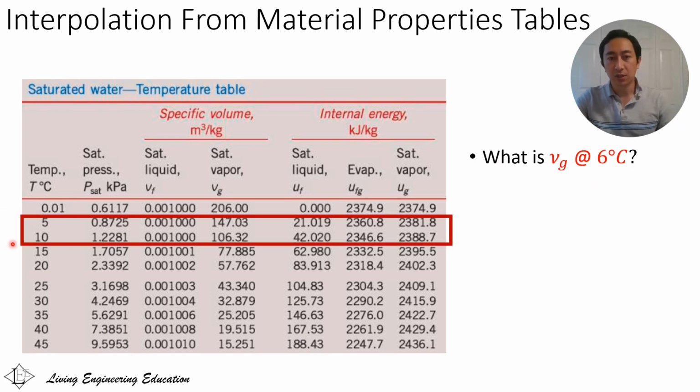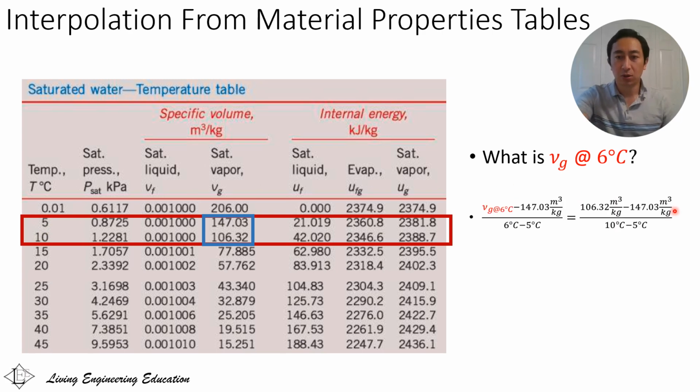So 6 degrees, because these are 5 degree increments, is going to be best between 5 and 10 degrees Celsius. And then my specific volume column right here for saturated vapor. So these are the values I will be using, 147.03 and 106.32. I'll also be using the temperatures, 5 degrees Celsius and 10 degrees Celsius. So now I'll apply the equivalent slope equation, right? So just remember, the y values, the rise values, are going to be my saturated vapor specific volumes. The run values, or my x values, are going to be my temperature values.